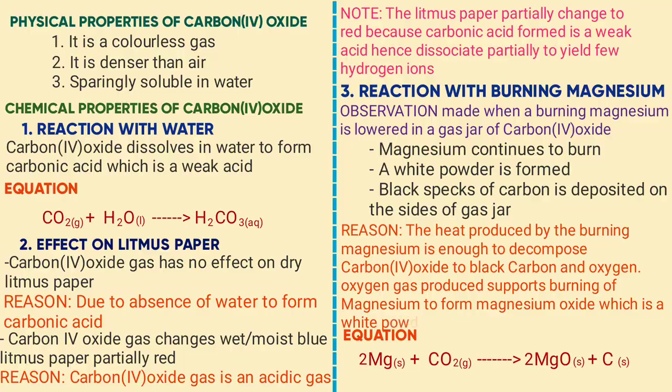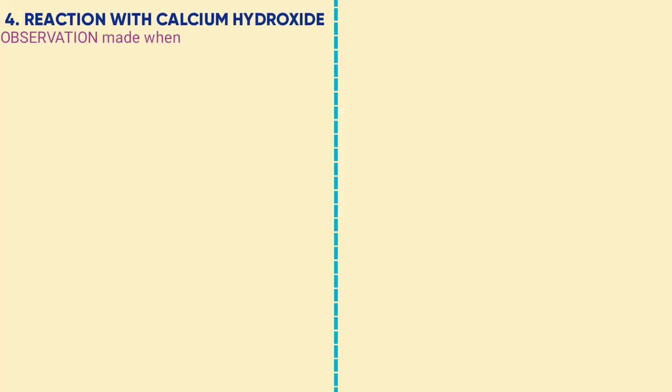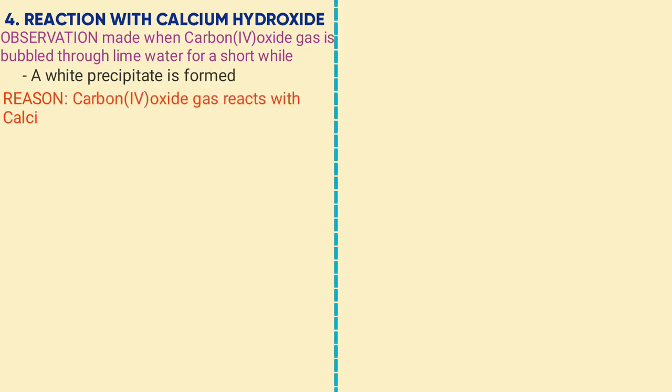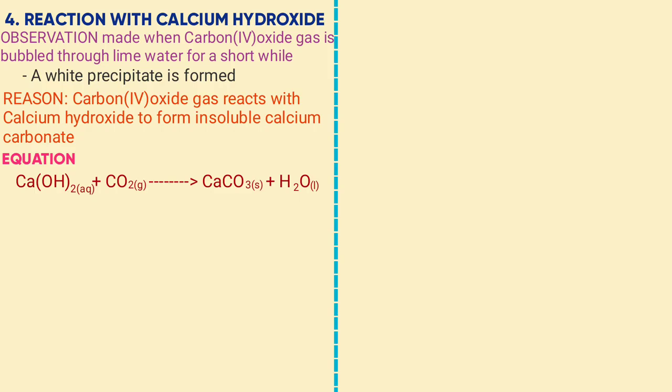4. Reaction with calcium hydroxide. Observation made when carbon dioxide is bubbled through lime water, which is calcium hydroxide, for a short while: a white precipitate is formed. Reason: carbon dioxide reacts with calcium hydroxide to form insoluble calcium carbonate. Equation is calcium hydroxide aqueous plus CO2 gas gives calcium carbonate solid plus water liquid.